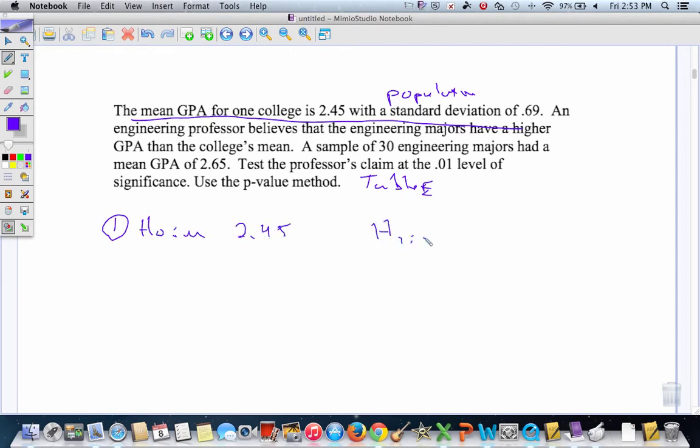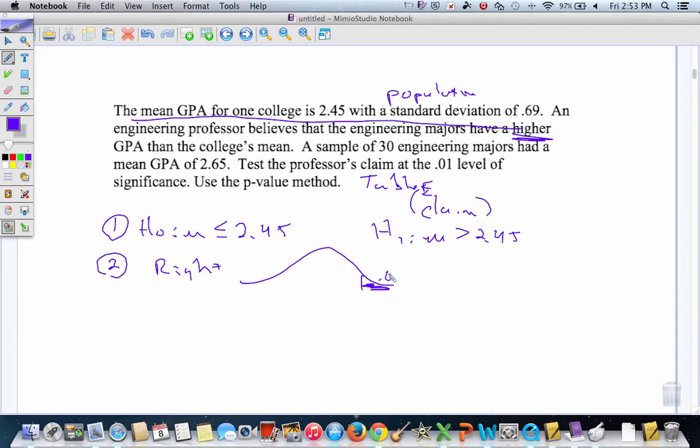As always, we will start with our null hypothesis based on the population mean of 2.45 and our alternative based on a population mean of 2.45. He says higher, which is greater than, less than or equal to. Null always has the equal to part, and over here is our claim. So you can see here we have a right-tailed test because of the greater than symbol here. Over here, our shaded area is 0.01. That's all we do in step number 2 with our p-value method.